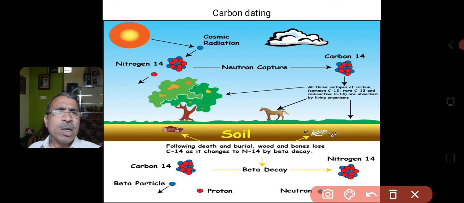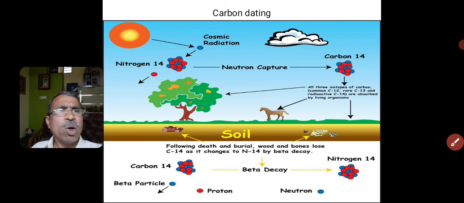When plants and animals die, they are buried or put into the soil, and there the carbon-14 to carbon-12 ratio is disturbed. Following death and burial, wood and bones lose carbon-14 as it changes to nitrogen-14 by beta decay. Here I have shown carbon-14 undergoing beta decay and forming nitrogen-14 once again, giving off a beta particle. Beta particles are nothing but electrons. Knowing their intensity, one can find out the age of the person or the age of the wood.